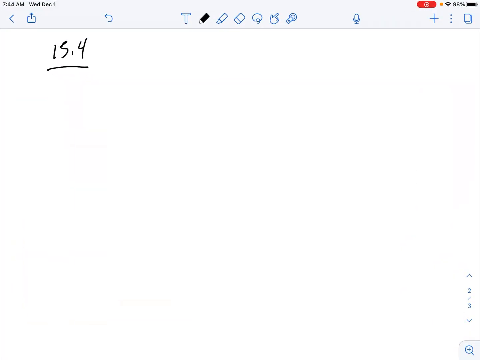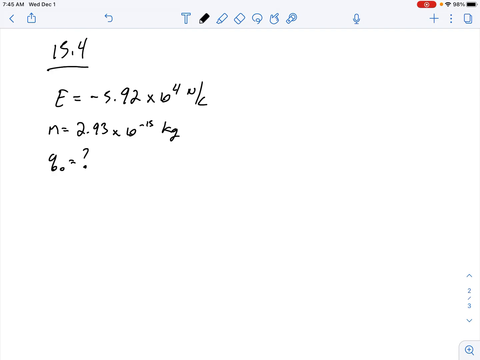15.4. We were told that we had an electric field with a strength of negative 5.92 times 10 to the 4 newtons per coulomb, negative because the field's going in the downward direction. The mass of the droplet is 2.93 times 10 to the negative 15 kilograms. And we are trying to find the charge on that droplet.